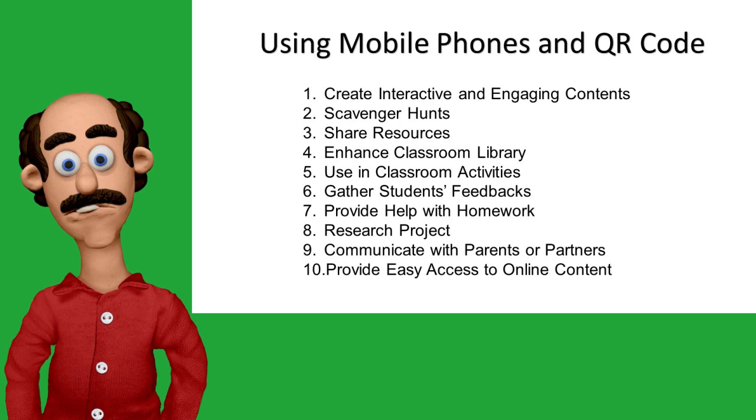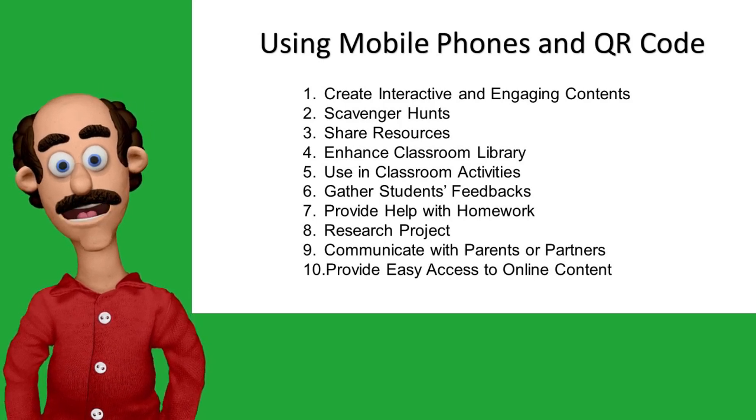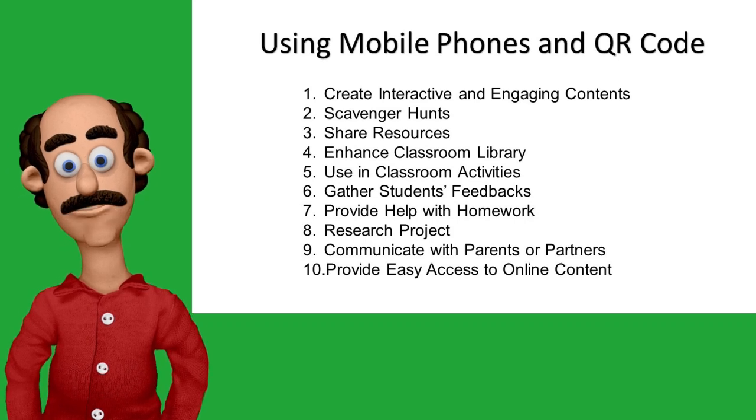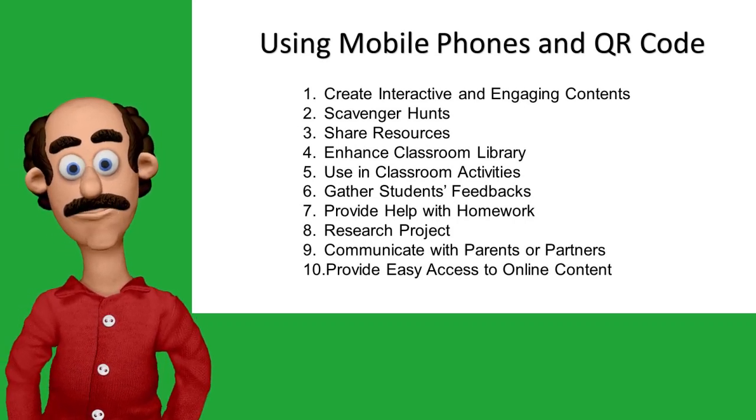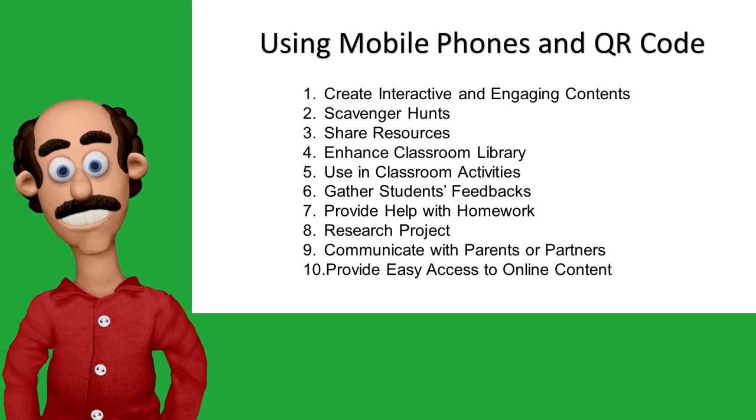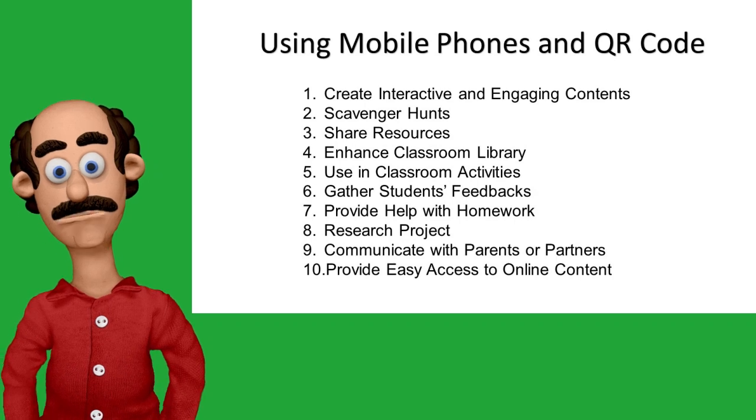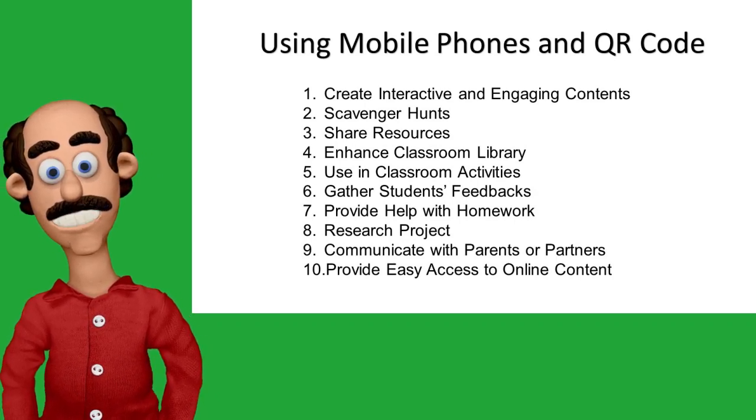Then, communicate with parents or partners. You can share information to parents on school events or activities in school. You can also put in a web page for parents to get information or include it in newsletters, permission slips, and so on. You can have them printed as magnets and parents can get the information. However, be sure to orient the parents on how to use QR codes.